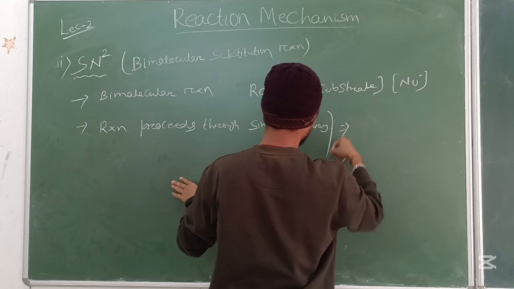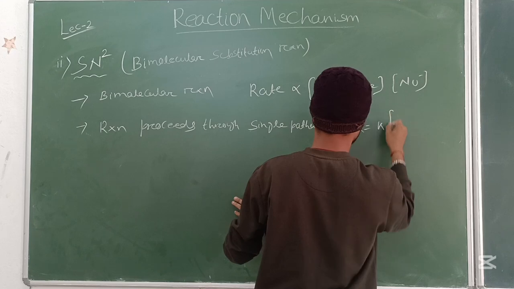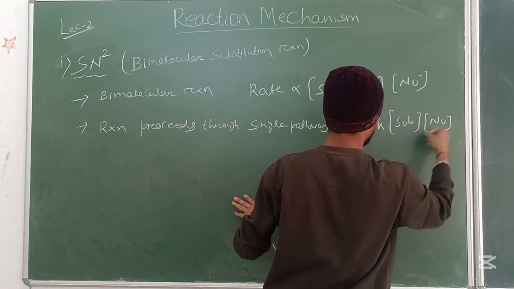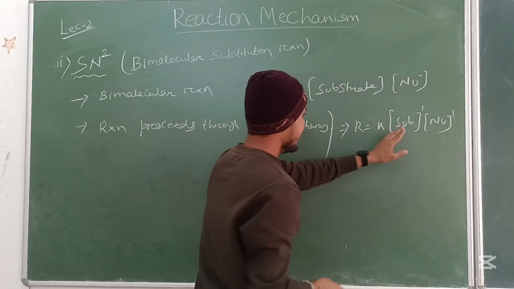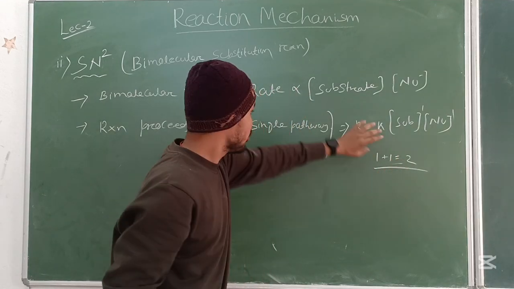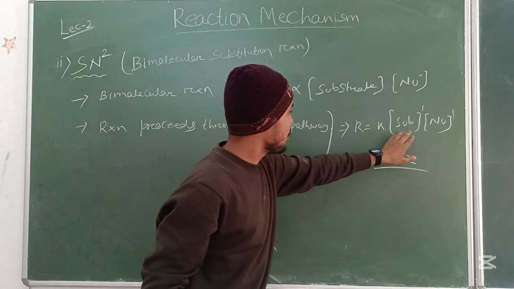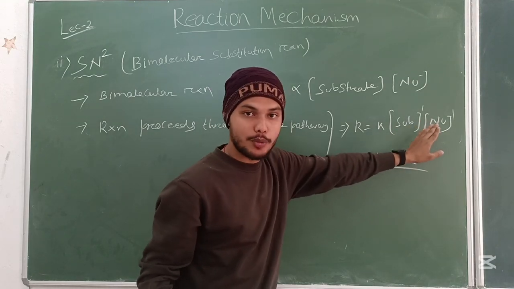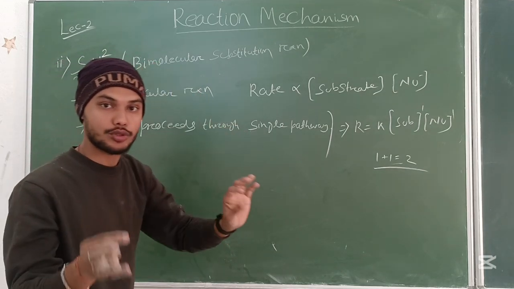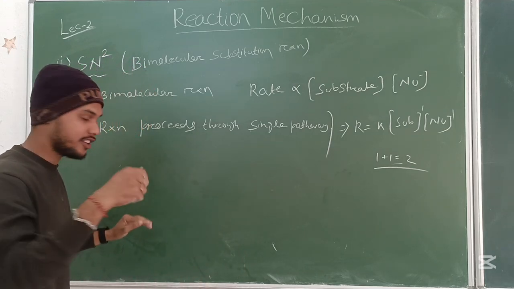If the rate equals a constant times substrate and nucleophile, and each is to the power 1, then 1 plus 1 equals 2. That means bimolecular. So the SN2 reaction depends upon the substrate as well as the nucleophile. So it is bimolecular in nature, a bimolecular substitution reaction. But it proceeds through a single pathway. Then how does it proceed? Let's check.